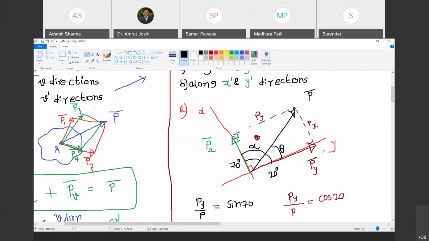Are you with me? Yes sir. And if I am considering alpha as the angle, it is not the angle between P and Py. So it is not the cos component, it is the sine component. So I can as well write Py as P sine alpha. Do you agree with me?